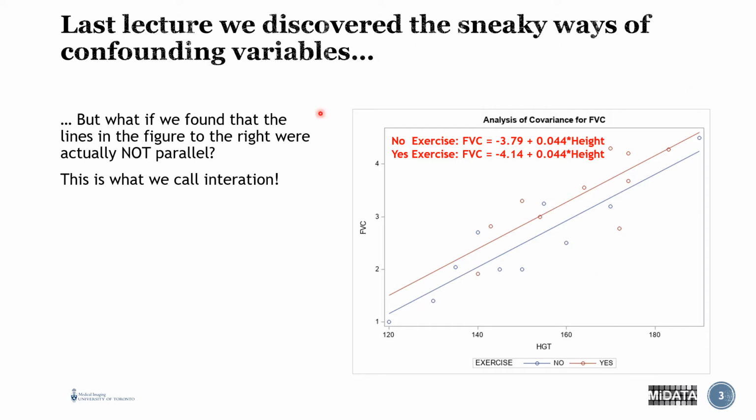So you remember this was the last figure in our last lecture where we did not include the interaction term in the model, and this is what we obtained, which was an indication of a confounding variable. Height was confounding the difference between those that exercise and those that did not exercise for FVC.